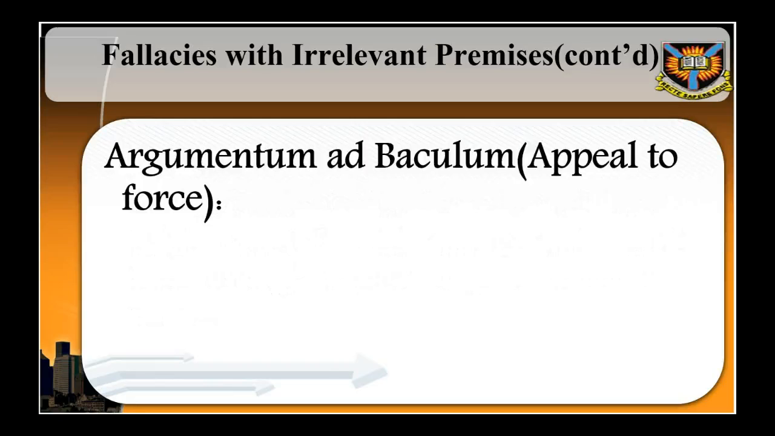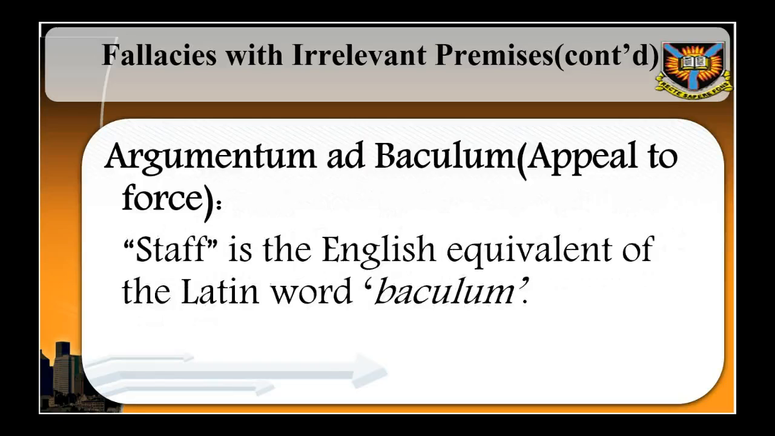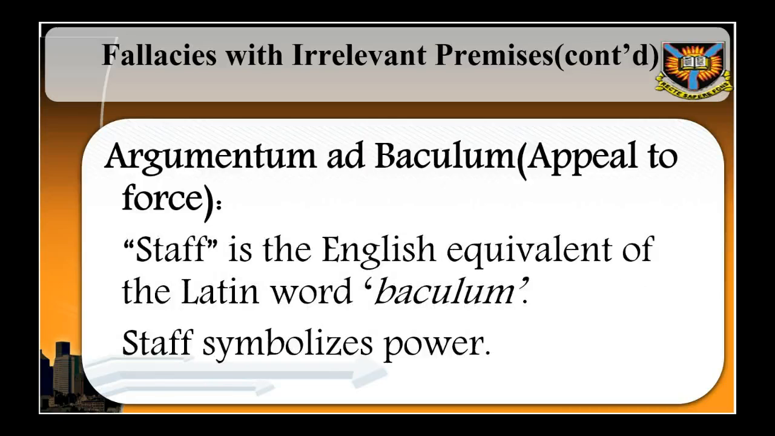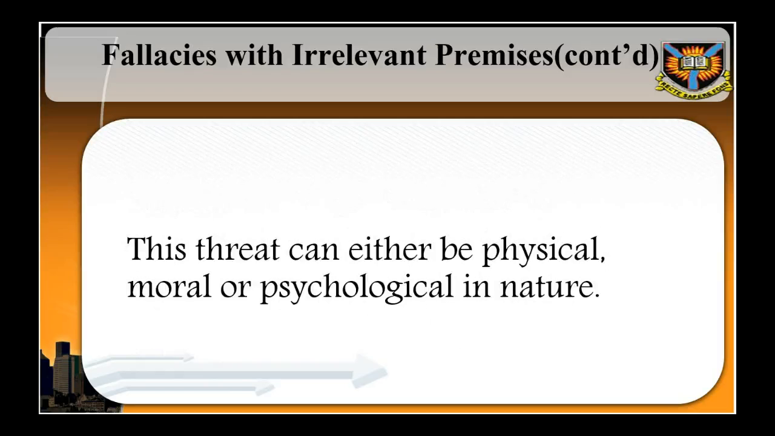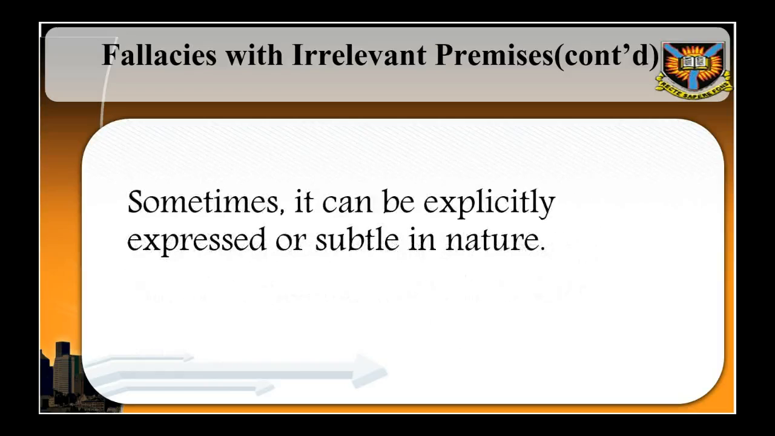Argumentum ad baculum, that is, appeal to force. Staff is the English equivalent of the Latin word baculum. Staff symbolizes power. This fallacy is usually employed in a situation where the conclusion is accompanied or strengthened by a threat to the well-being of those who do not accept it. This threat can either be physical, moral, or psychological in nature. Sometimes it can be explicitly expressed or subtle in nature.